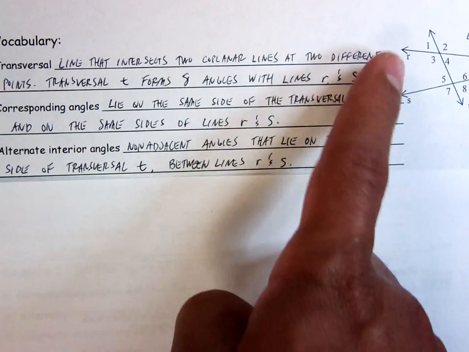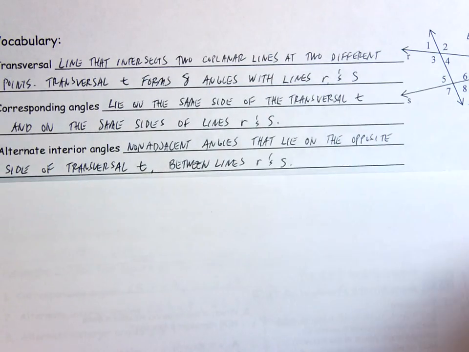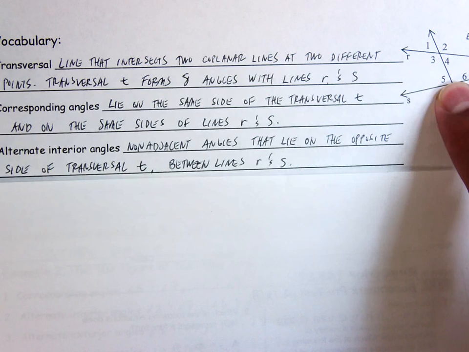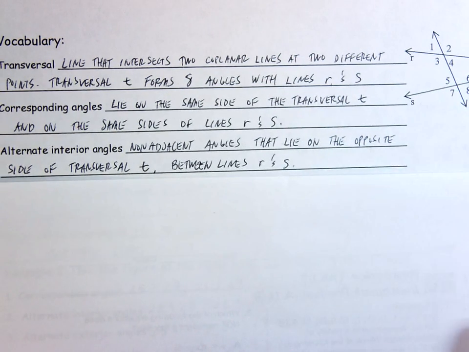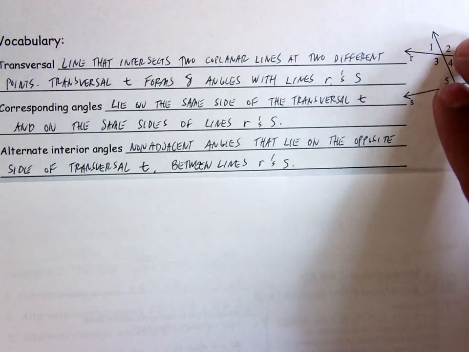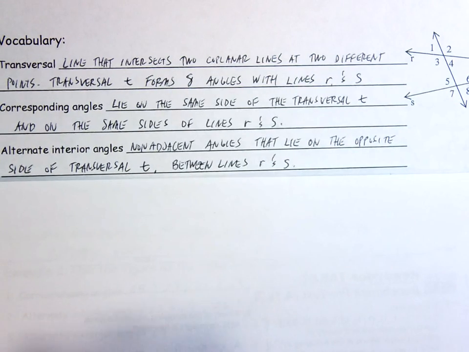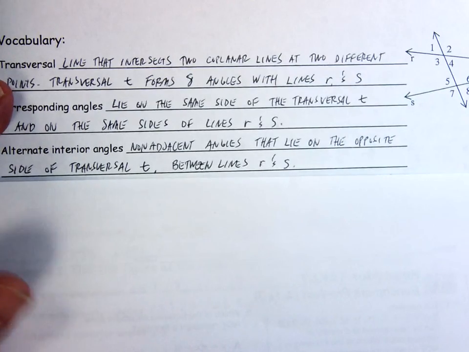So here's R and here's S, here's the interior. So for example, angle 4 and angle 5, those are alternate interior angles. They are on opposite sides of my transversal. They are on the interior of R and S, and they are non-adjacent. Again, confusion we can clear up next time. This is just an introduction.